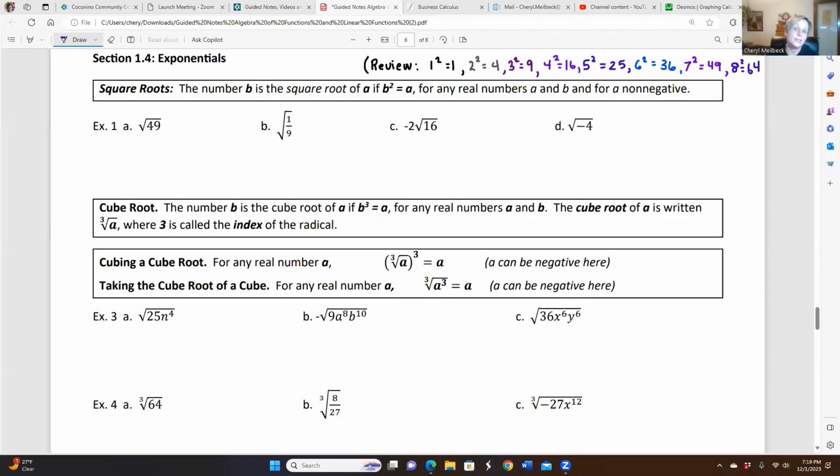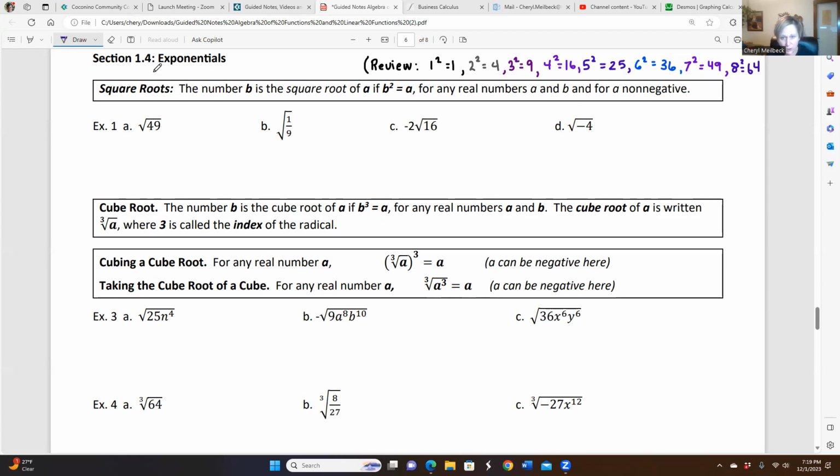In this video, we're going to look at section 1.4 on exponentials. Now, a review on exponentials is just a review on exponents. You probably remember that 1 squared is 1 because it's 1 times 1. 2 squared means 2 times 2, or 4. 3 squared similarly would mean 9. 4 squared is 16, etc.